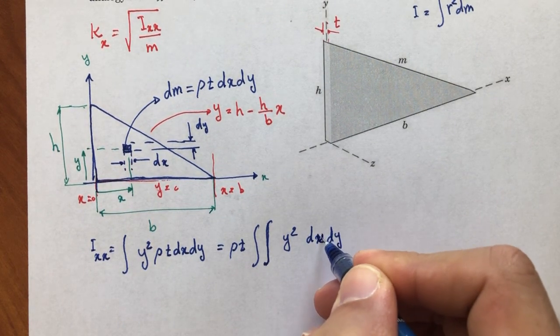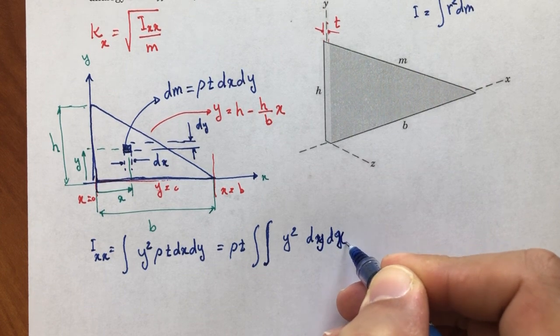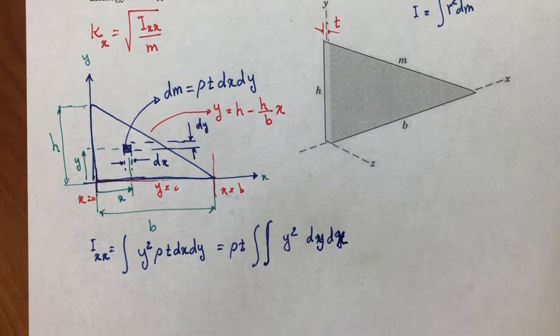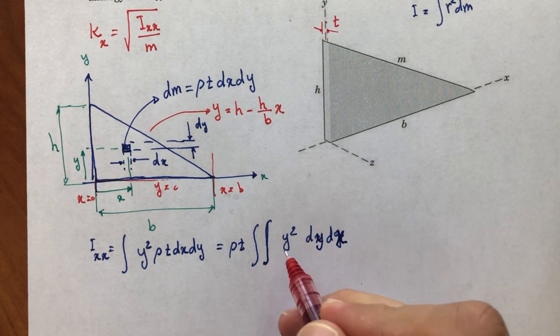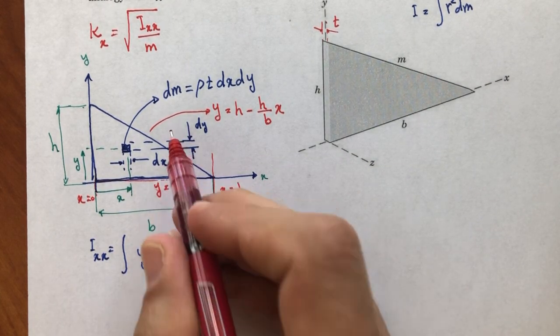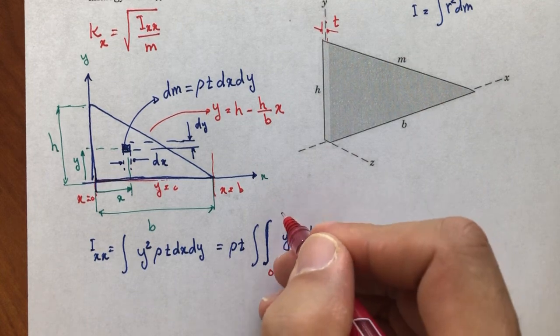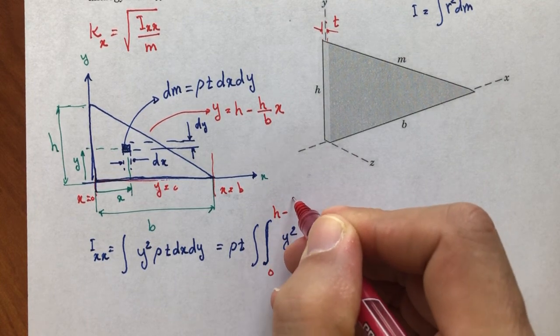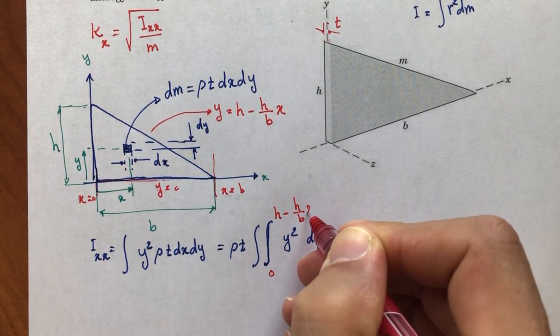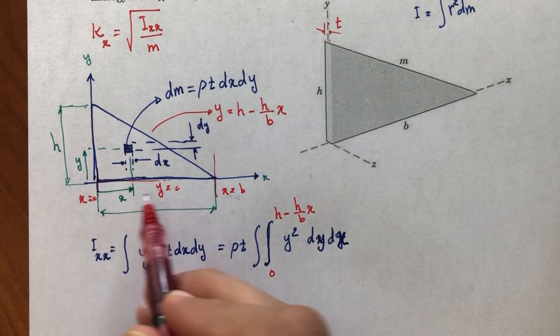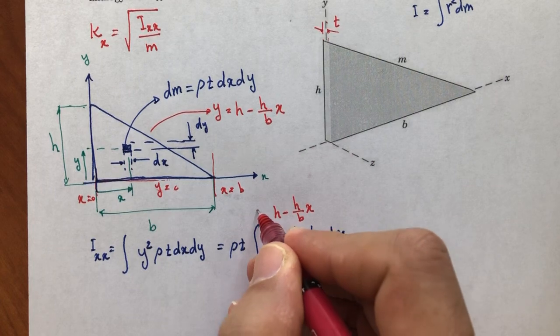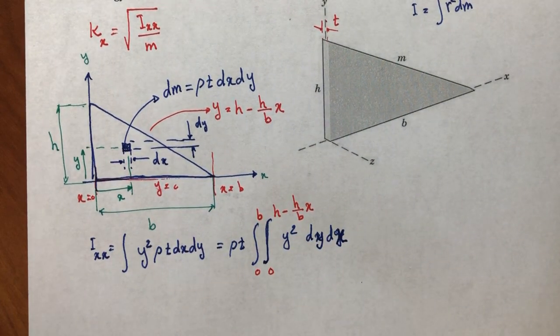So let me change this to y and x, which means you are doing y first, then x. The boundaries for y is going to be from 0 to h minus h over b times x. The second one is going to be over x, and x goes from 0 to b. So this is the way you choose boundary of the integrals.